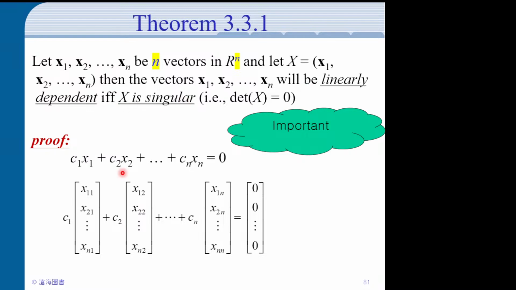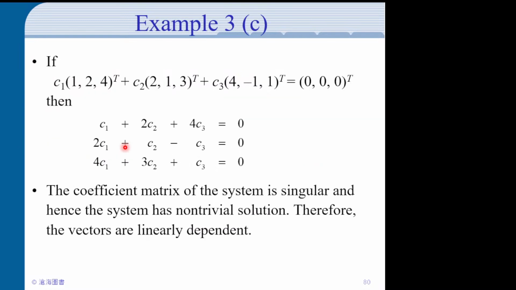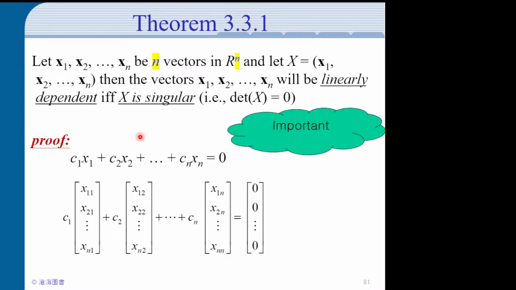What this matrix will do is consider whether these vectors are linearly dependent, and that's if and only if your X is singular, or they are independent if X is non-singular. And once again, remember X is singular if determinant X equals 0. And the proof is basically this thing, but written out in more mathematical form.